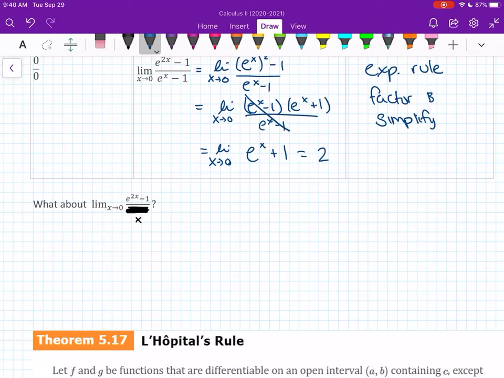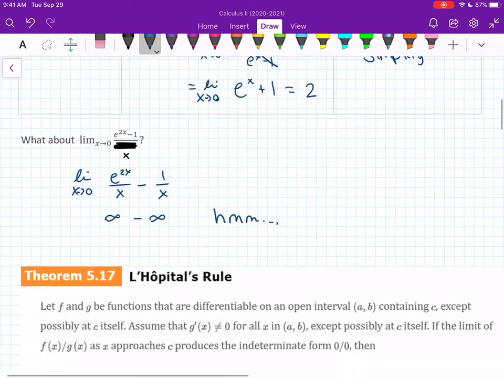So if we look at the limit as x approaches 0 of (e to the 2x minus 1) over x, I might think, maybe I can rewrite it as the limit as x approaches 0 of e to the 2x over x minus 1 over x. But once again, as that goes to 0, I'm going to get infinity minus infinity. Not super helpful. All right, so this is where L'Hopital's rule can be helpful.